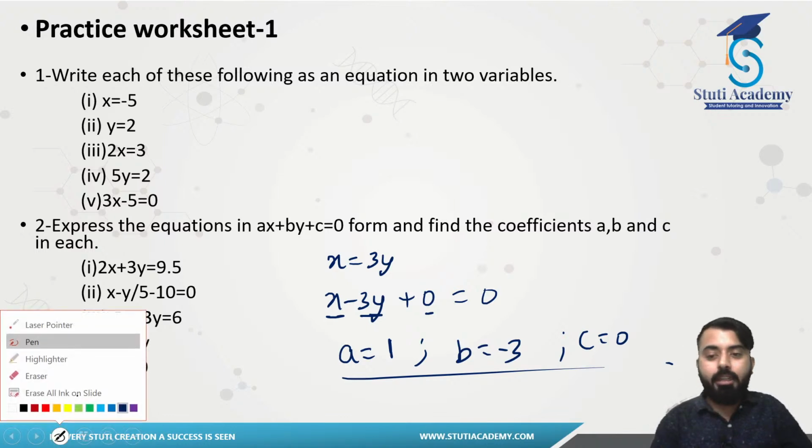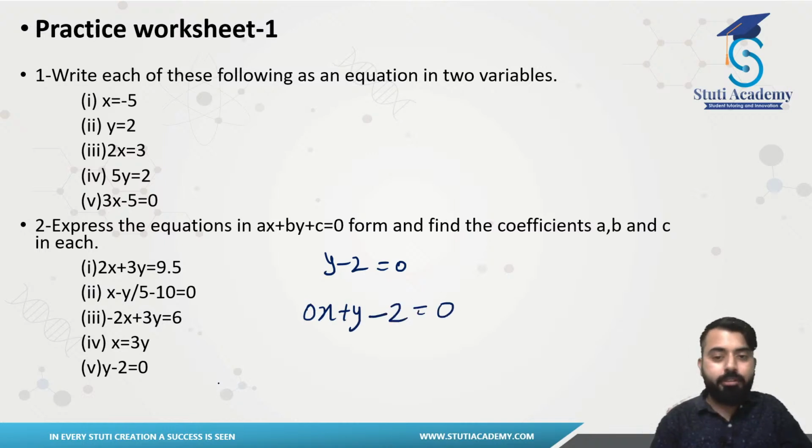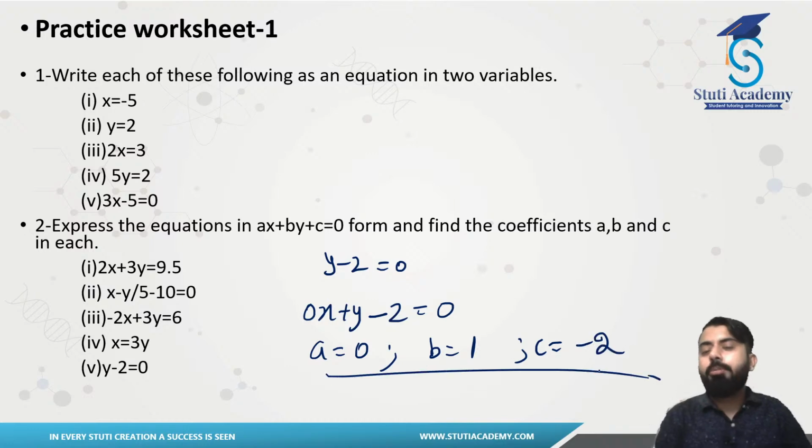And in the fifth part, the last part, we have y minus 2 equals to 0. So you see we have to do what? I don't have any x, so can I write it like this? 0x plus y minus 2 equals to 0. So a will be 0, b will be 1, and c will be a negative 2. So I hope you understand why we have taken 0x, because we had to have an equation with two variables and I was missing an x, so I took it as 0x. I hope you remember this and you don't have any doubt in this, right?